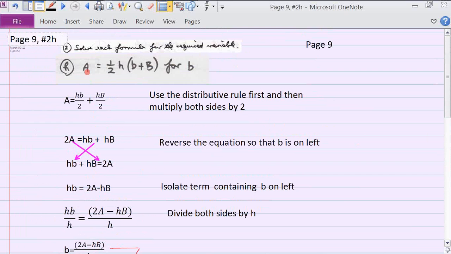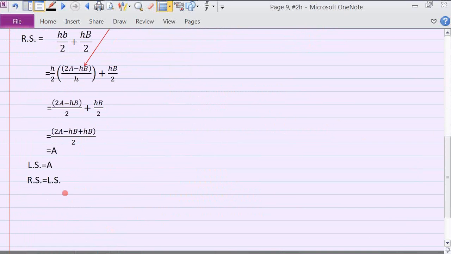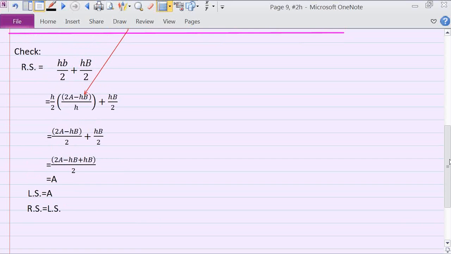And if you look at the left side of the equation, it's a. So I've shown that the right side is a and the left side is a. So I get this.